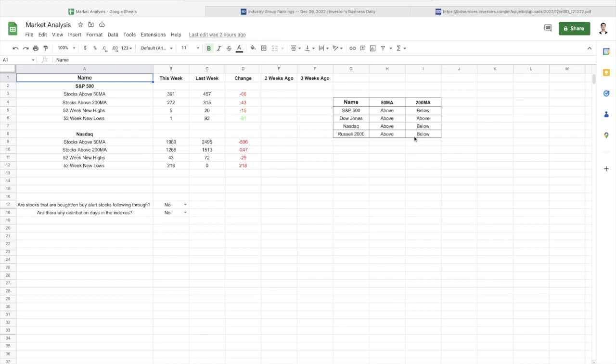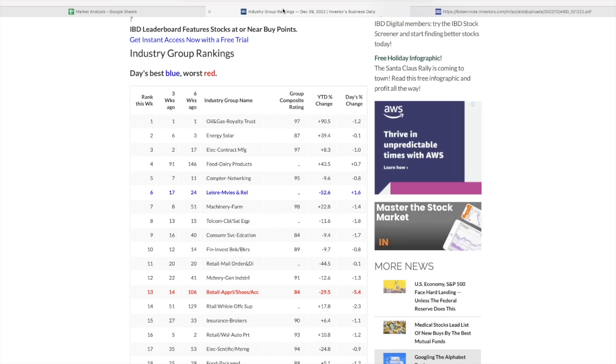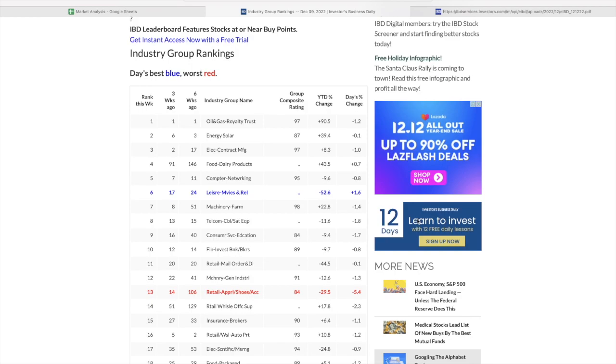The next one we'll take a look at is the individual groups. Over here, I'm using Investors Business Daily or IBD. We'll take a look at the top 10 industry groups for last week. The best ranking group for last week was the Oil and Gas Royalty Trust. This group has been performing the best in the past 3 to 6 weeks. The year-to-date percentage change for this industry was 90.5%, even as the general markets have been putting in a negative return for the year.